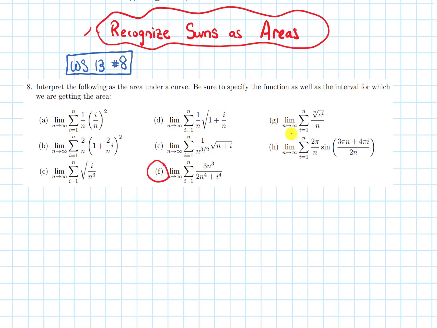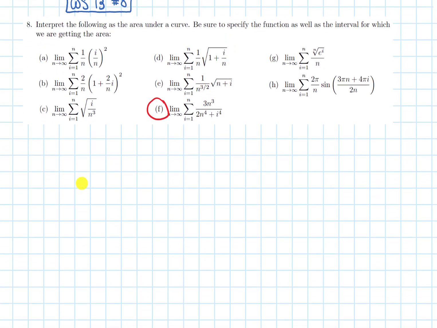Each of these limits of a sum represents the area under some function over some interval, and I've got to figure out the function and the interval. So let's first recall how we wrote the exact area as a limit of a Riemann sum.